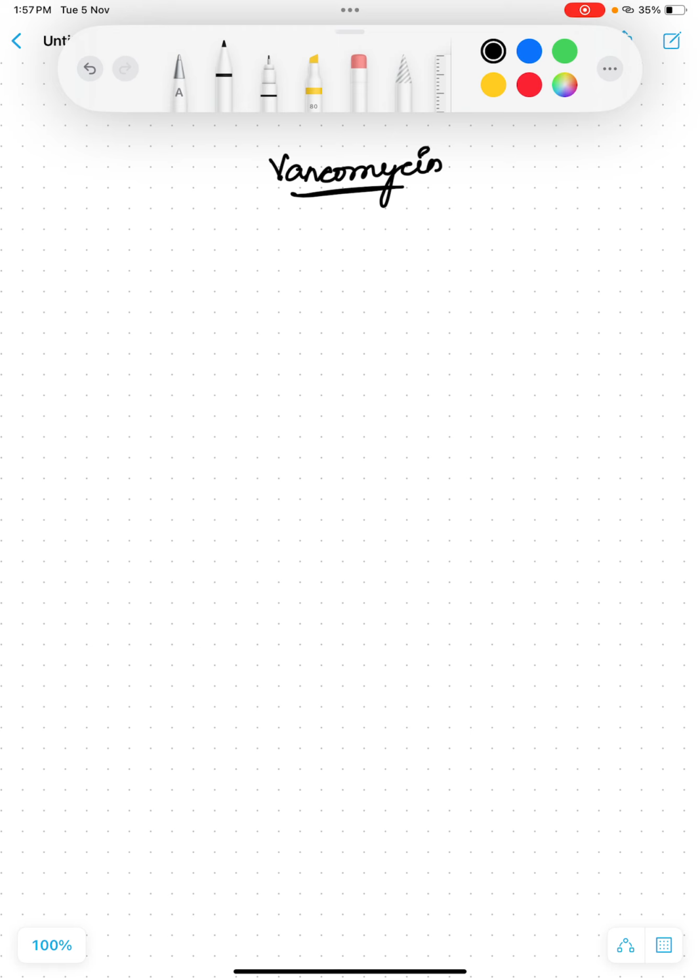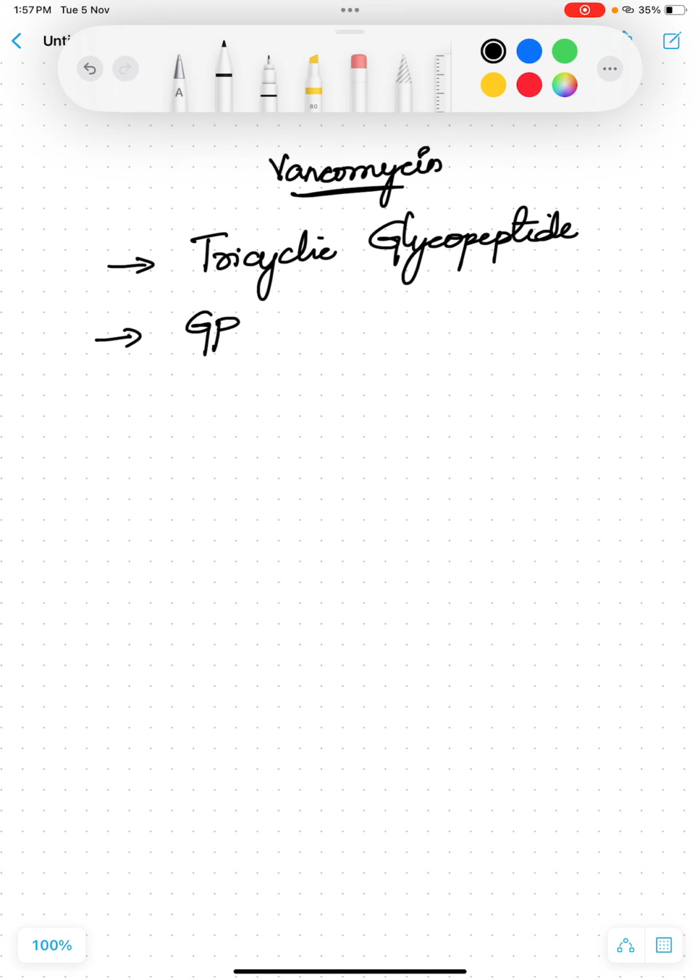So vancomycin belongs to a group known as tricyclic glycopeptide. Now this vancomycin is highly sensitive against gram-positive bacteria. Now what is the mechanism of action?